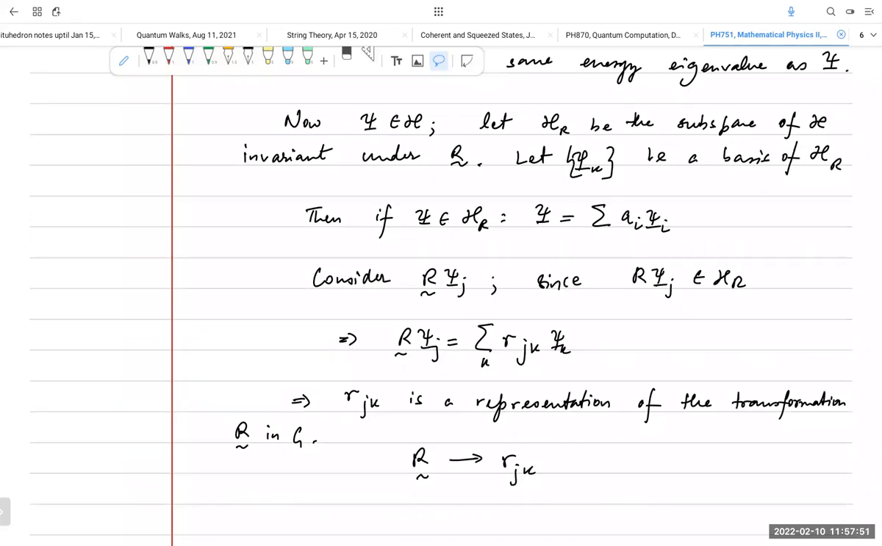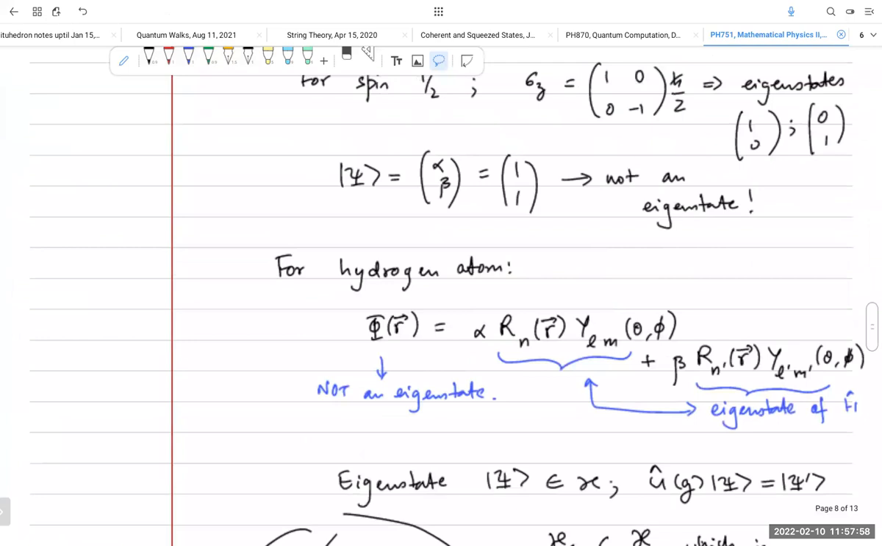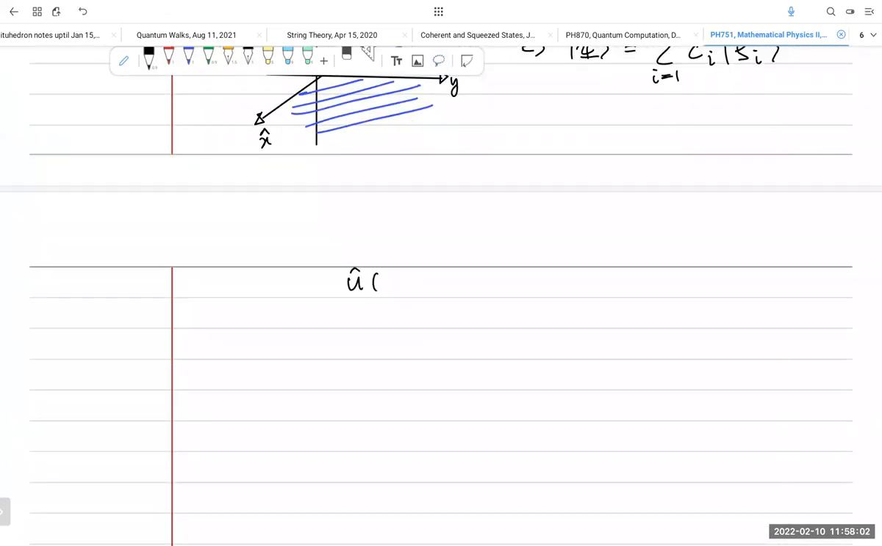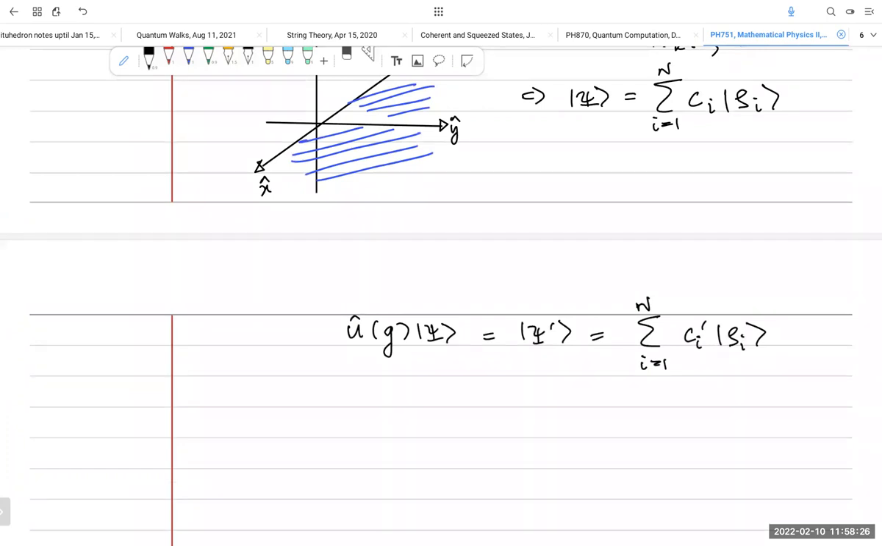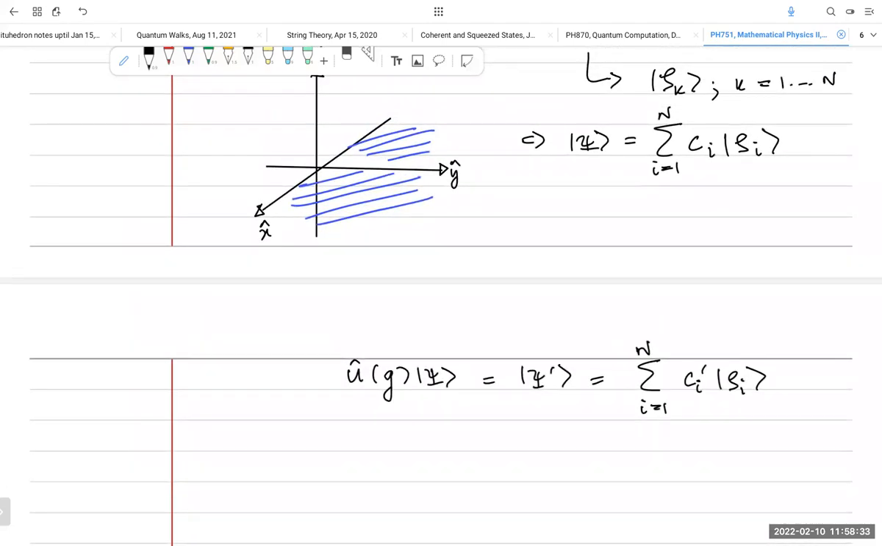Now we consider the action of this unitary operator U of G on this psi. This gives us some psi prime. And since psi prime is in the same subspace, I can write it as a sum of these vectors with a different set of coefficients. It's like saying that you have a vector in the xy plane, and you rotate it to another vector in the xy plane, so you stay within the same subspace.